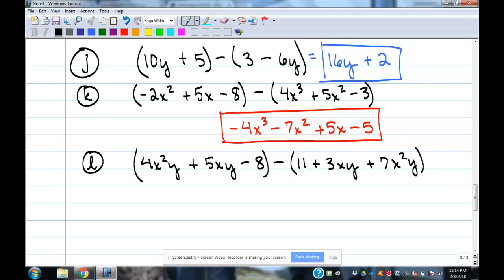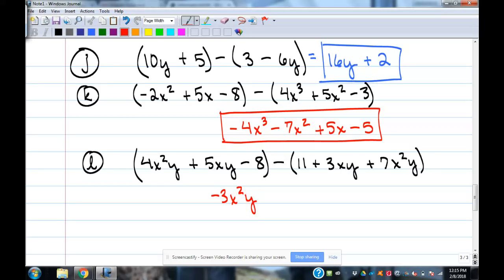So if I still take my rule about highest degree, what's the highest degree in this stuff? So I got here, I got x squared and y, so the degree of this term would be 3. The degree of this term would be 2. The degree of that term is 0. So far, that's the biggest one. Same thing's happening over here. So we're going to start with the thing that has a degree of 3. Is this term the same as that term as far as like terms? Got the same variable with the same exponent on each of the variables. It's got to match up perfectly like that. So we're going to say 4x squared y minus 7x squared y, which would be? Negative 3x squared y.